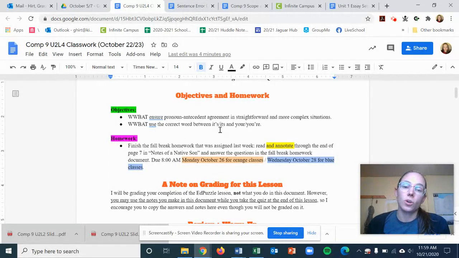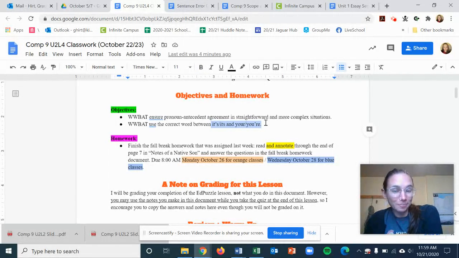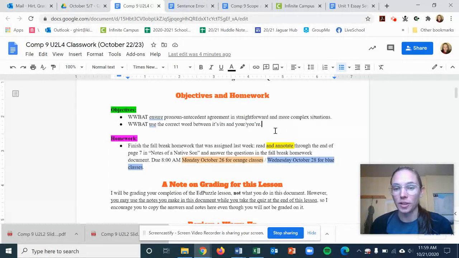And we're going to use the correct word between its and your, those different spellings of those words. I've noticed this is an issue in some of your writing sometimes. So we're going to just make sure we know the difference. There's a couple questions on that on the quiz as well.